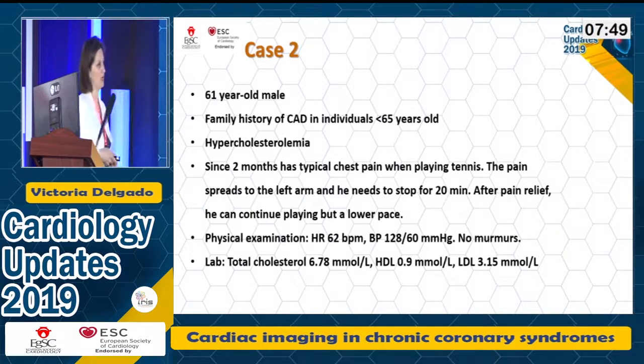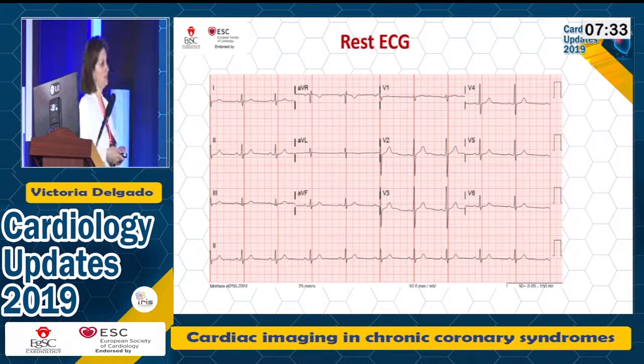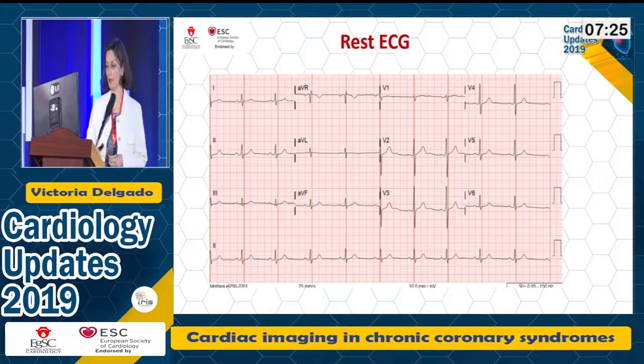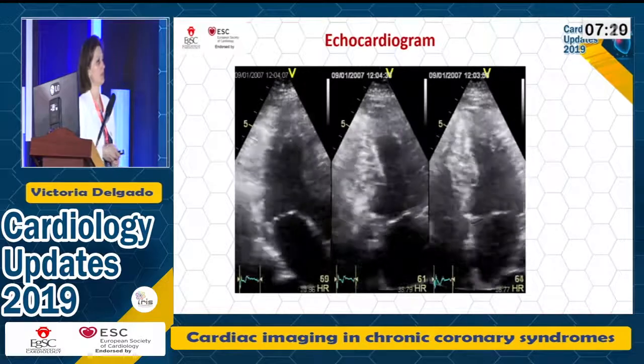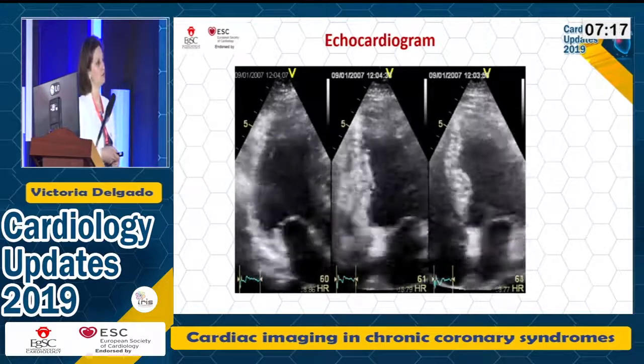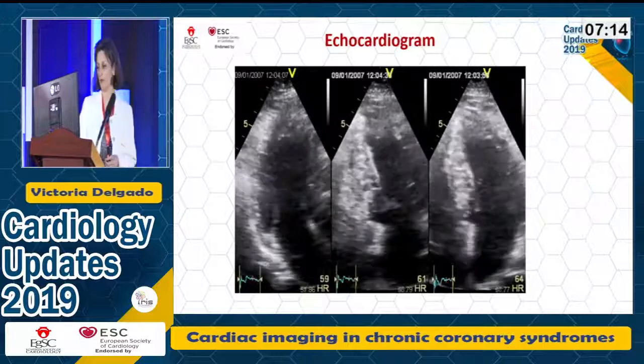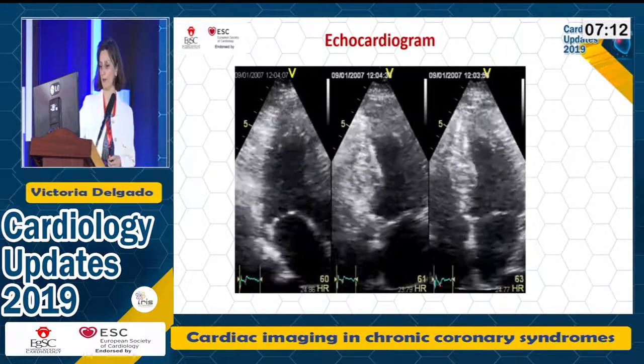Physical examination is unremarkable, normal blood pressure, normal heart rate and no murmurs, and in the lab, as the history of hypercholesterolemia shows, there is hypercholesterolemia with an LDL of 3.1. This is the EKG, so you see that it's sinus rhythm, quite normal, narrow QRS, no signs of hypertrophy, and no ST segment abnormalities. This is the echocardiogram. You can see the 2 and the 4 chamber view. This is a normal systolic function, no wall motion abnormalities.